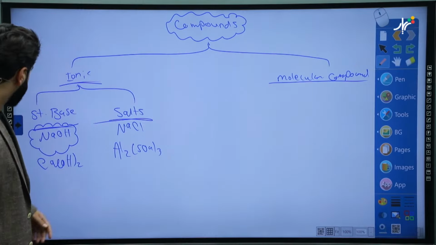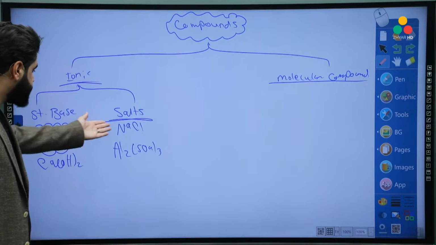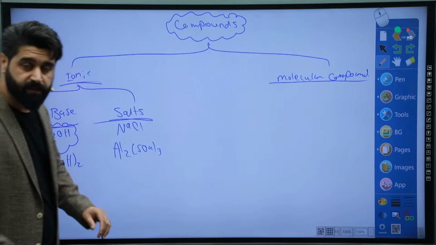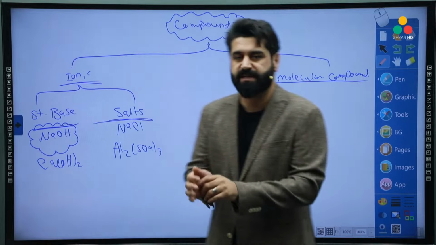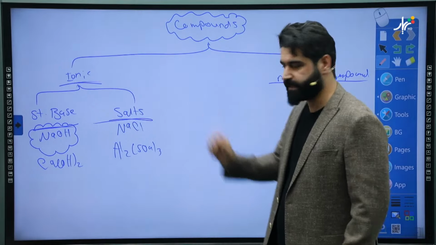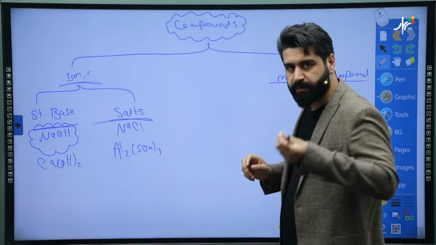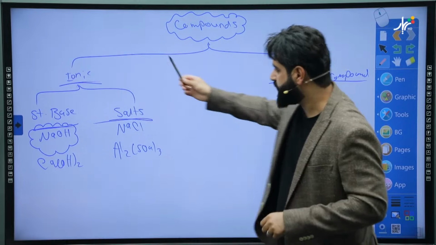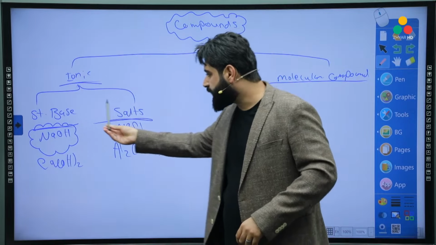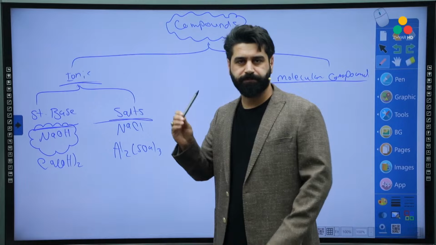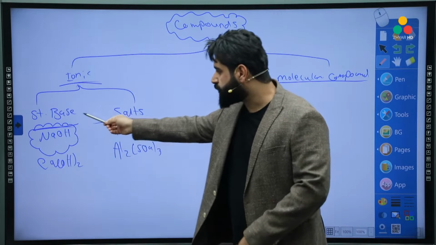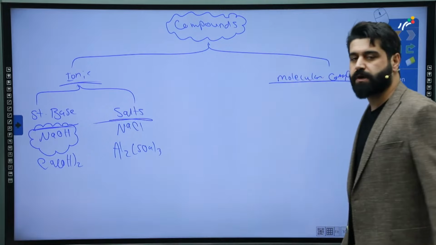Okay, mister, but how can we differentiate between salt and strong base? As I told you, don't be in a hurry. Just be patient. I'll teach you one by one, okay? But for now, you have to know that ionic compounds become salt and strong base. That's all. You will know what the strong bases are and what the salts are.